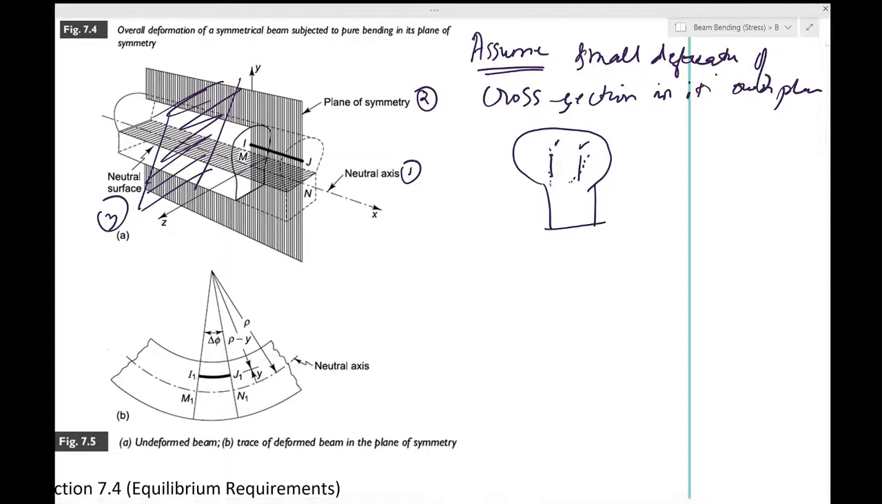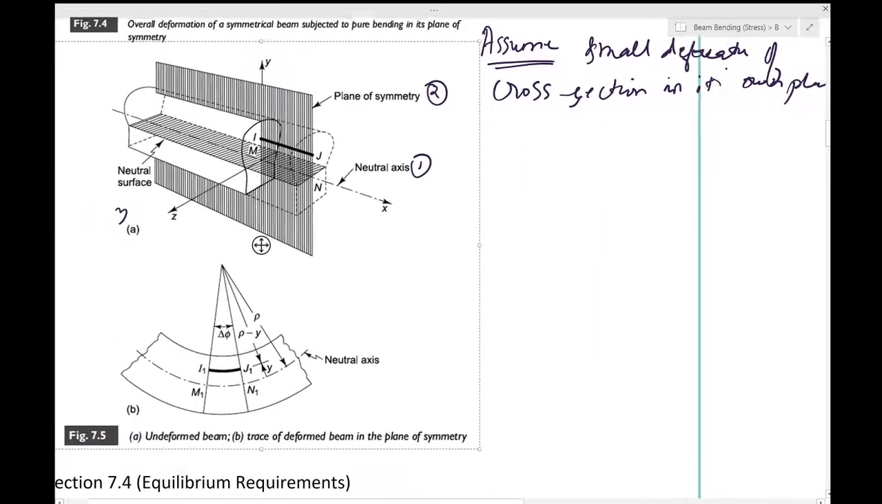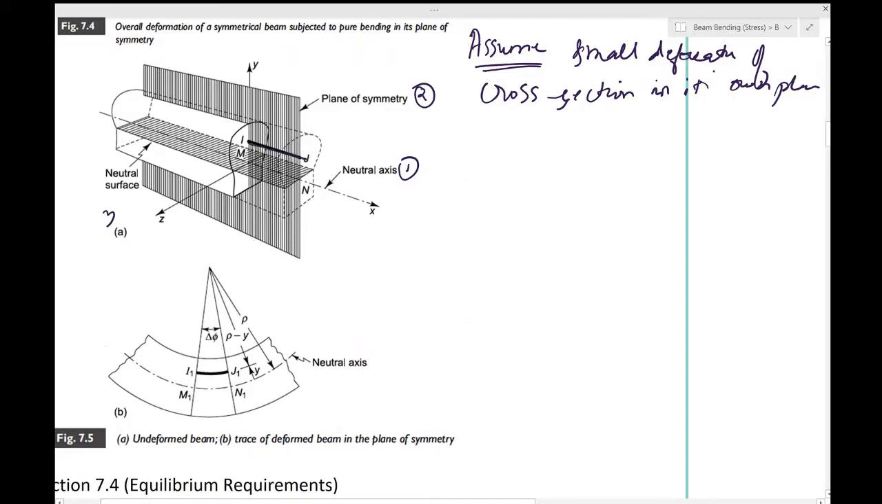You have already studied how normal and shear strains act, so that is what we are using here. After this assumption, you are able to use the undeformed coordinate system to provide a good approximation of the deformed one. A good approximation means that you can use that as a reference to write the new geometry. Let's see what it means. Take Ij, this line element, and Mn, which is another line element. They are separated by this distance y from the neutral axis, and they are deformed into concentric circular arcs.